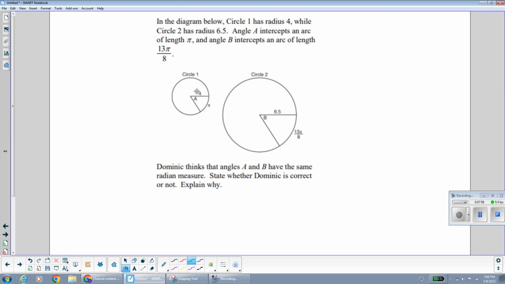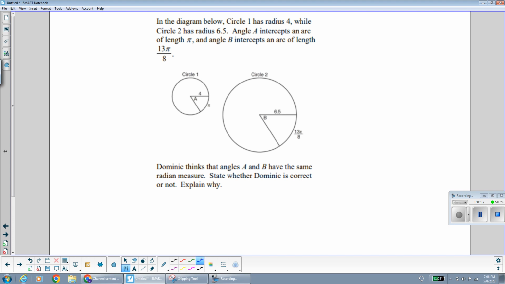Dominic thinks that angle A, those are the arc lengths. But we know that we're finding the angles in radians because if we continue reading, it says Dominic thinks that angles A and B have the same radian measure. So we're finding the angles in radians. State whether Dominic is correct or not.